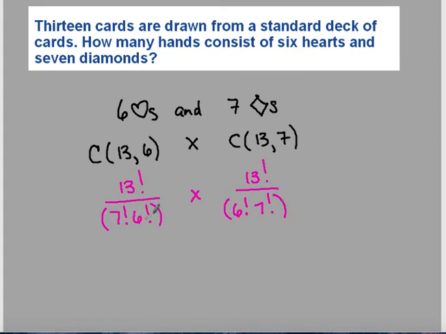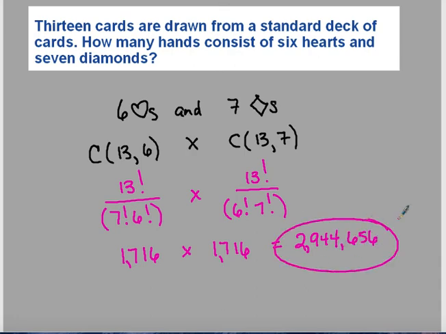If you look at the work for these two, the math is exactly the same. I'm going to get 1,716 for 13 combinations of 6, and I'll also get 1,716 for 13 combinations of 7, and there will be 2,944,656 ways I can choose those cards.